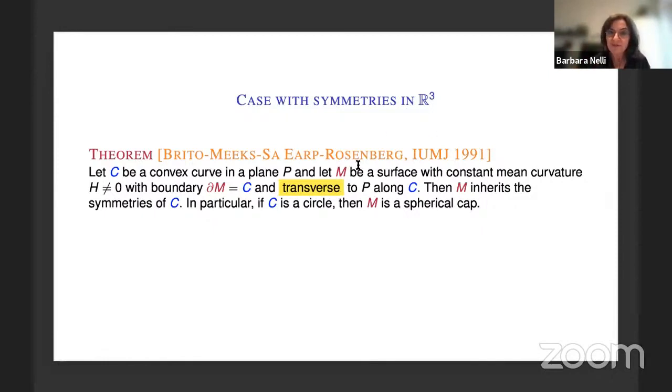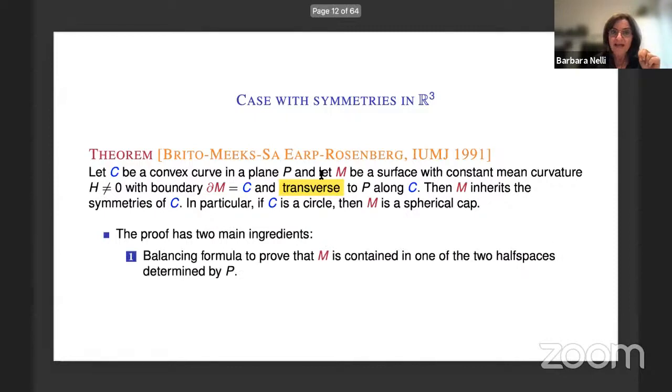But we have this assumption, transversality, so the result is not as general as we would like. And the proof here has 2 main ingredients. The first one is a balancing formula to prove that M is contained in one of the 2 half spaces determined by P. Here, of course, you use transversality. Once you have that the surface is in one of the two half spaces, then you use the Alexandrov reflection method and you get the result. The surface inherits all the symmetries of the boundary.